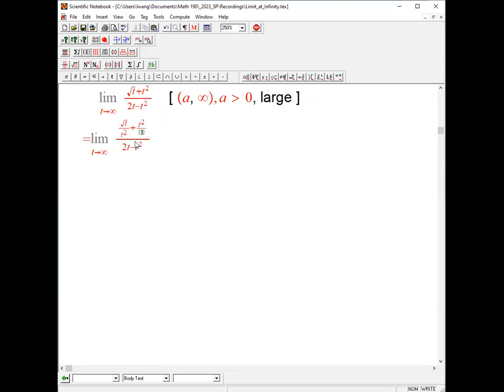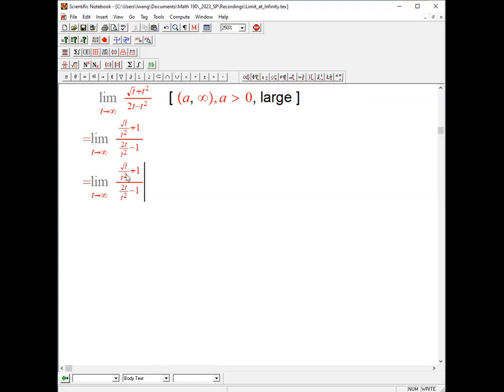By this time, as you're getting better at doing this, you can just write this one. And this one divided by t squared, you can just write 2 over t. And t squared divided by t squared, that's a negative 1.